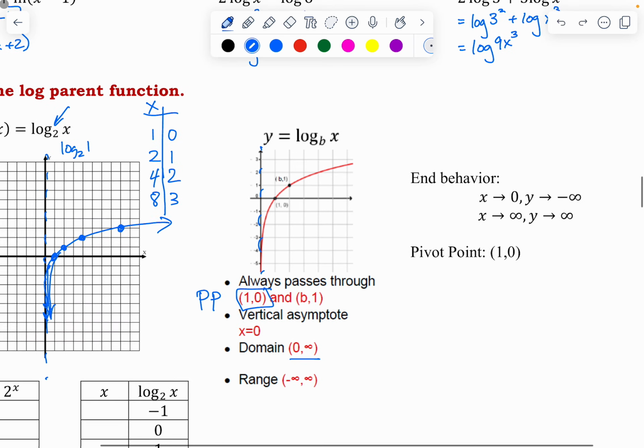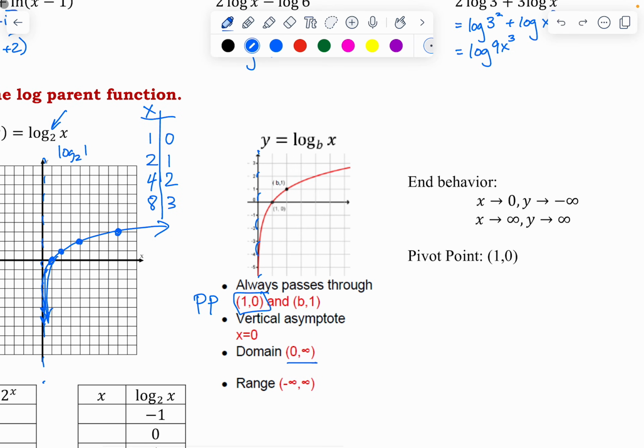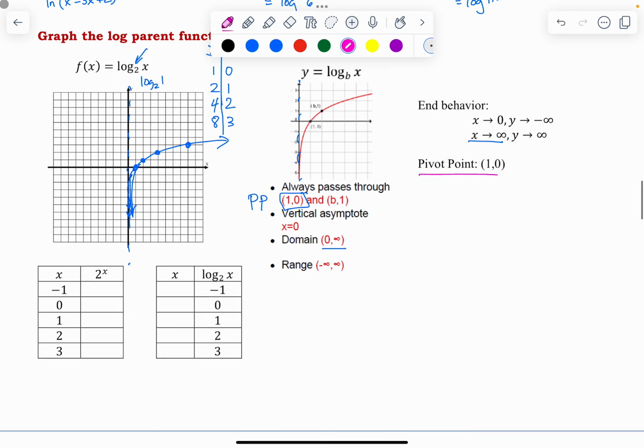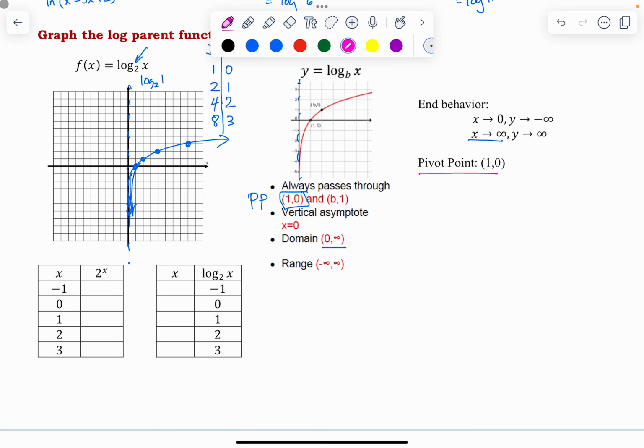Our end behavior: we're approaching positive infinity with our x, but we're not approaching negative infinity because we can't. All we can do is start approaching that asymptote at 0. And when we approach the asymptote, we're going down to negative infinity. When I approach infinity, I'm growing slowly, but I am growing to positive infinity. Oh, the pivot point, it's written there. Okay, fantastic. So you'll notice these are exactly inverses.